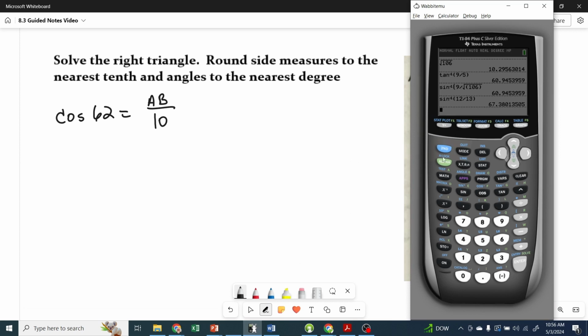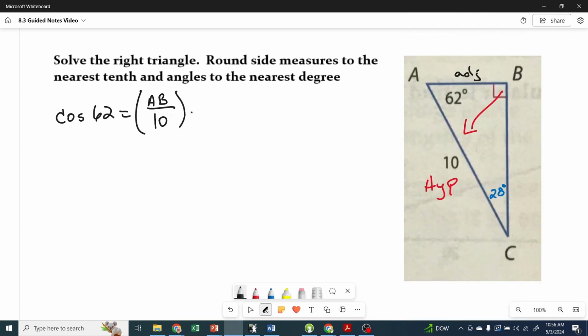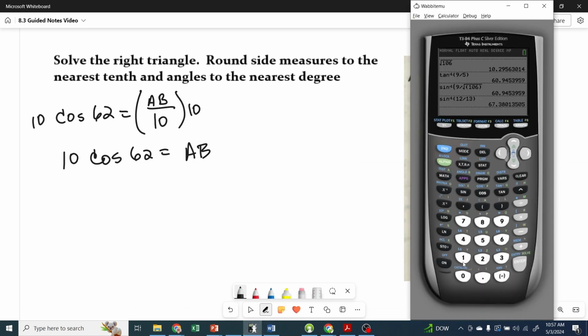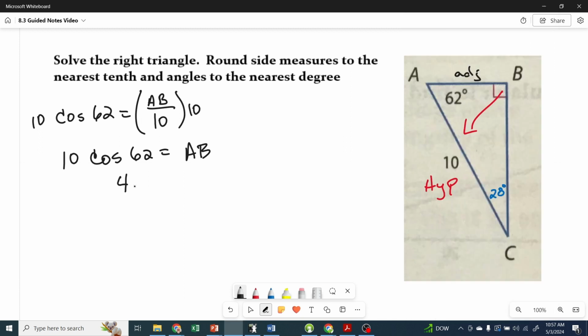So I'm going to plug this in. Well, actually, I'm going to do my algebra first. I'm going to multiply each side by 10. And I get 10 times the cosine of 62 equal to AB. So we're going to do that now. 10 times cosine 62. Let's close that parentheses. Boom. 4.694. So that's going to be 4.7. So 4.7 equals AB.